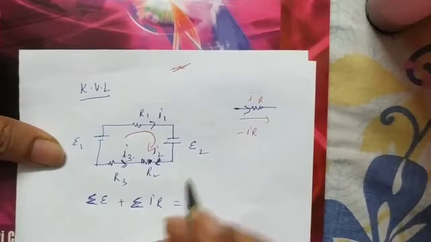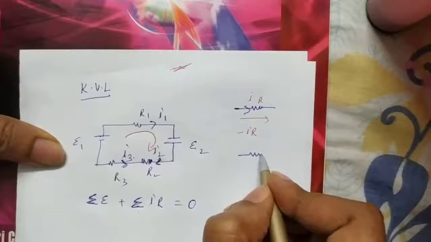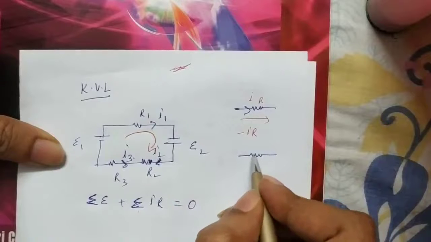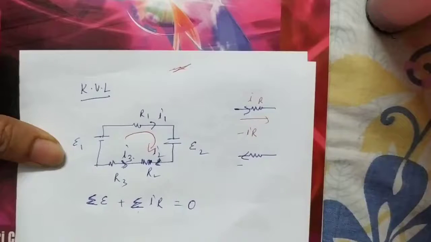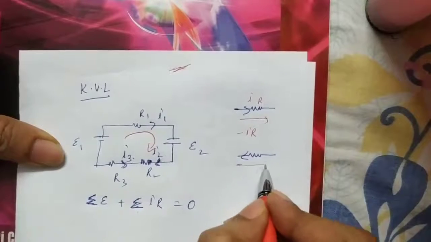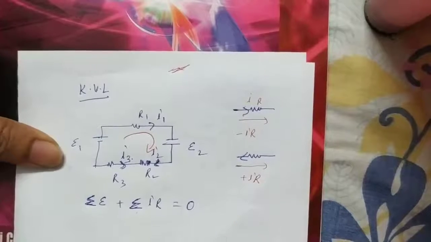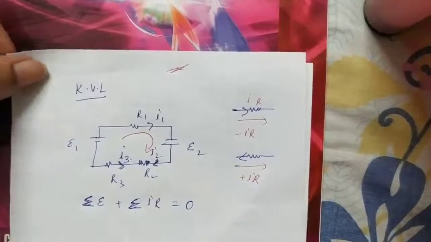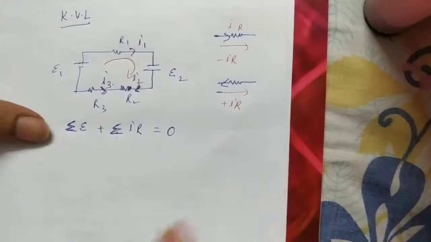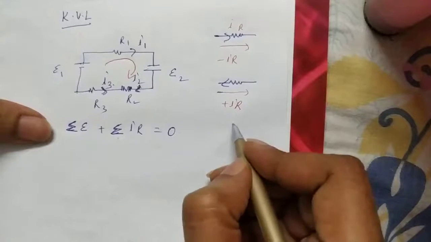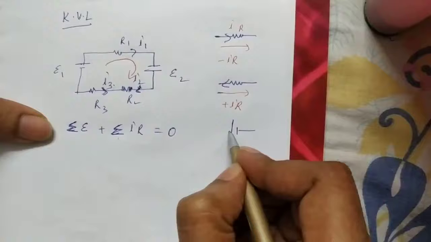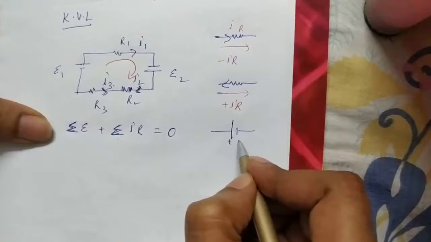Suppose in the second case, current is flowing like this, but we are moving in this direction, then here we have to take plus IR for the resistor. And the other one, about the cell, we can take: if the cell is like this, the long terminal is positive and the short terminal is negative.